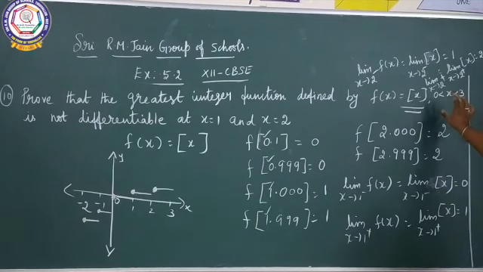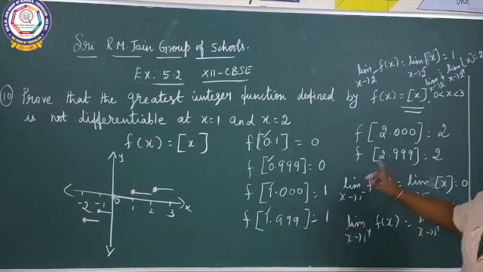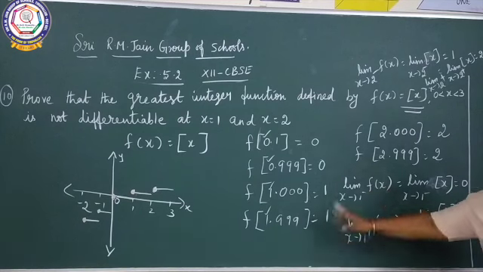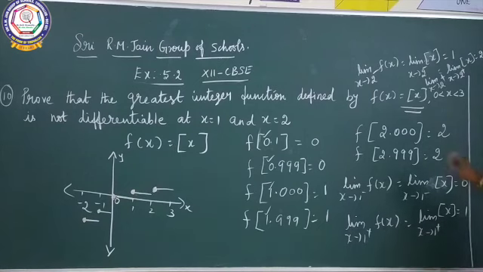Next, see here the same thing, x equal to 2. Limit x tends to 2 minus. 2 minus, you reduce 1. See here, 2 minus, you reduce 1. That is minus, you reduce 1. You are getting the value 1. 2 plus, you are getting the value 2. So, it is not equal. So, it is not differentiable.